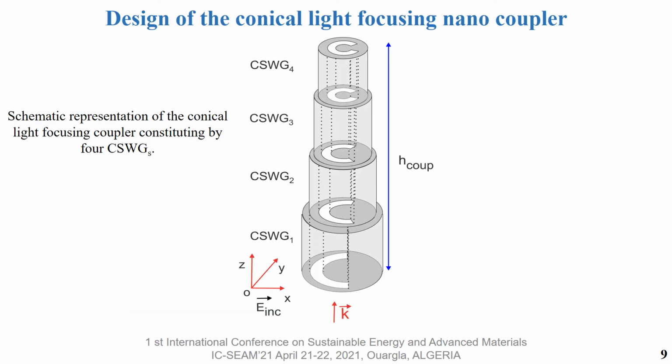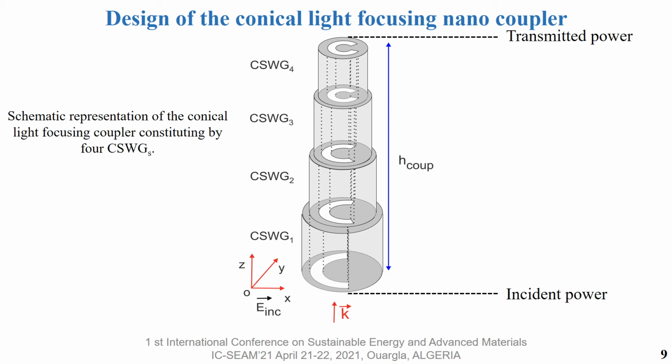Now, we show the schematic representation of the designed nanocoupler constituted by a conical succession of four C-shaped waveguides previously optimized in order to ensure the most efficient coupling phenomena. In order to quantify the efficiency of the coupling phenomenon, we calculate the transmission spectra and the power flux incident near the base and transmitted near the end of the coupler.